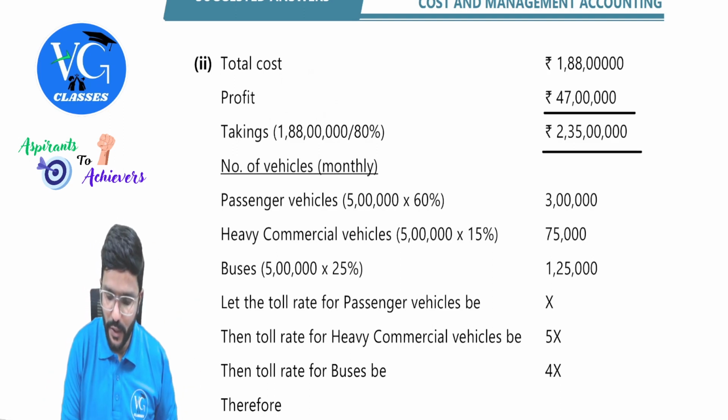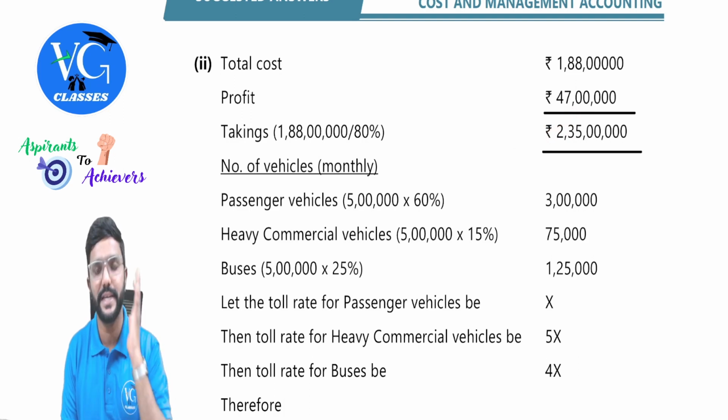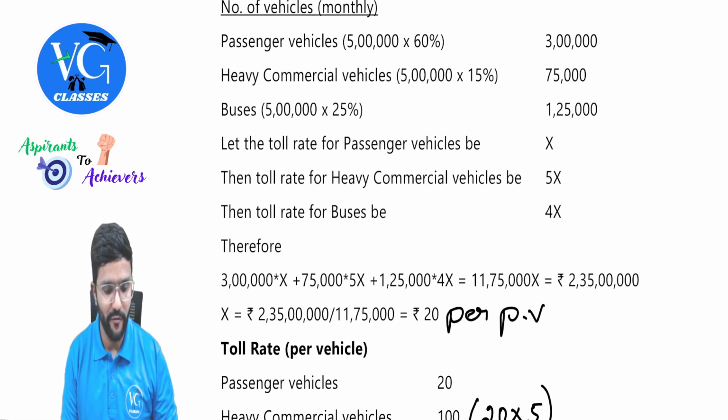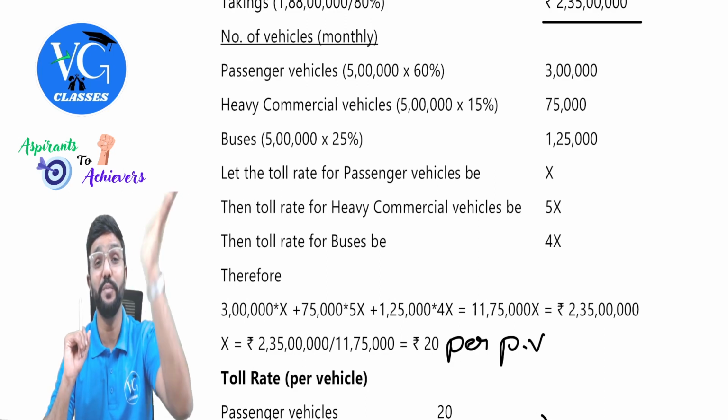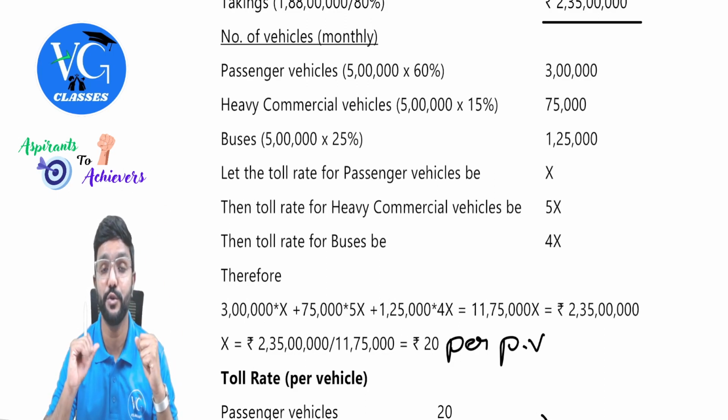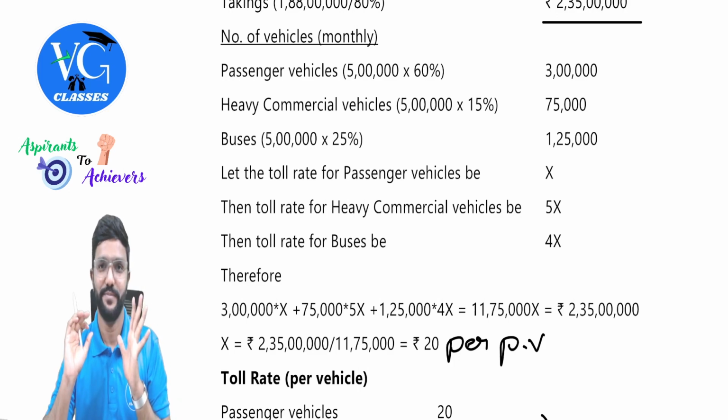Okay. So this is the total toll charges to be collected in a month. Next, number of vehicles. Guys, this number of vehicles calculation is similar to our equivalent rooms calculation that we used to do. Correct? Same way.